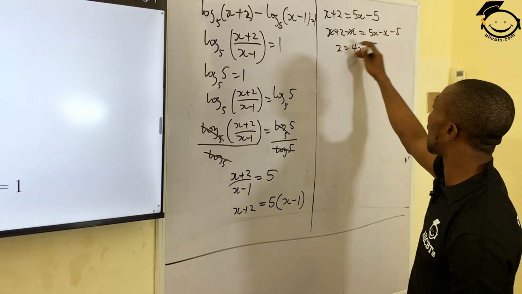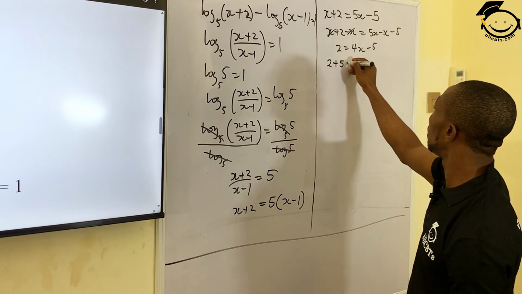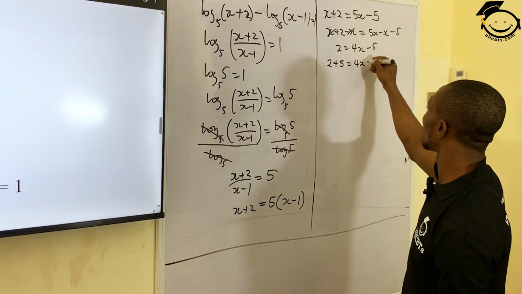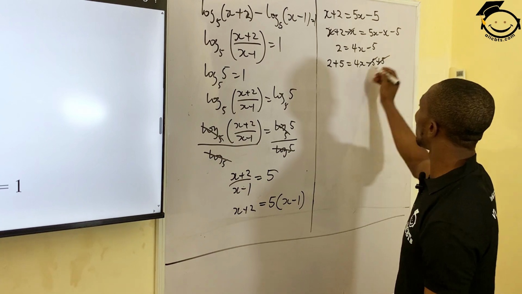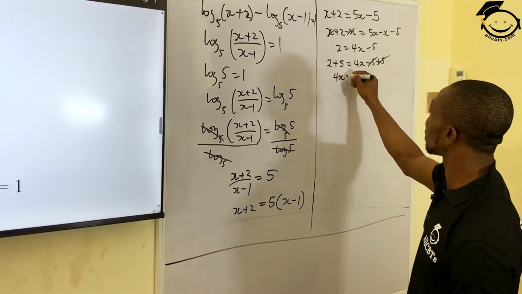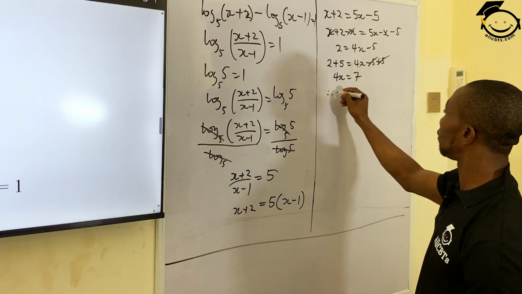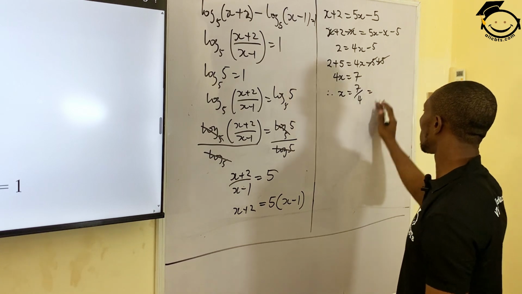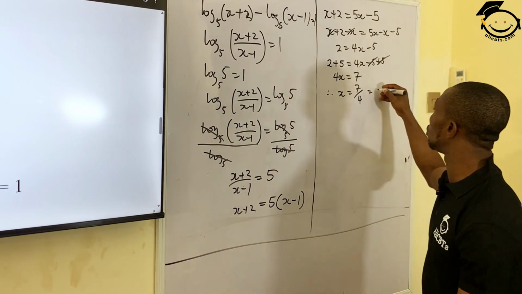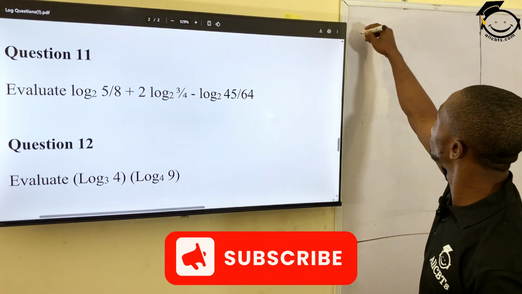Now we add 5 to both sides. This will become 2 plus 5 equals 4x minus 5 plus 5. This will cancel out, leaving us with 4x equals 5 plus 2, which is 7. So therefore, x equals 7 over 4, which in its lowest term is x equals 1 and 3 over 4.